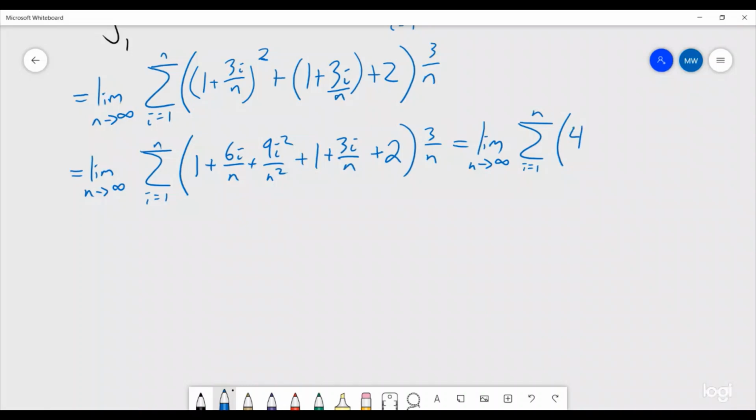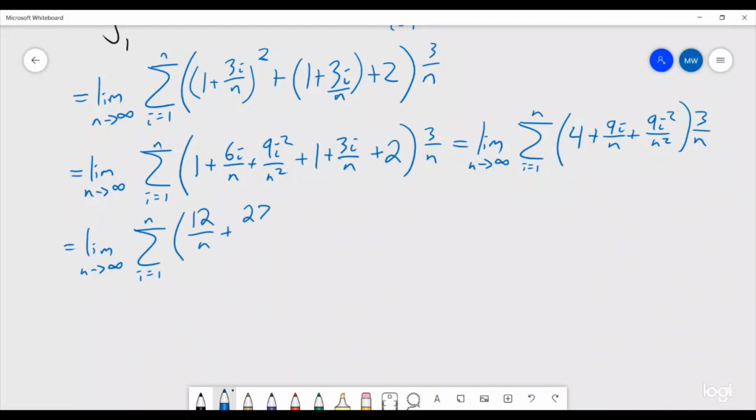So we got 4 plus the i over n's, we have 9i over n's, and we have a 9i squared over n squared, all times 3 over n. So that becomes the limit as n goes to infinity of the sum from i equals 1 to n of 12 over n plus 27i over n squared plus 27i squared over n cubed. And now we can break this sum up into multiple pieces.